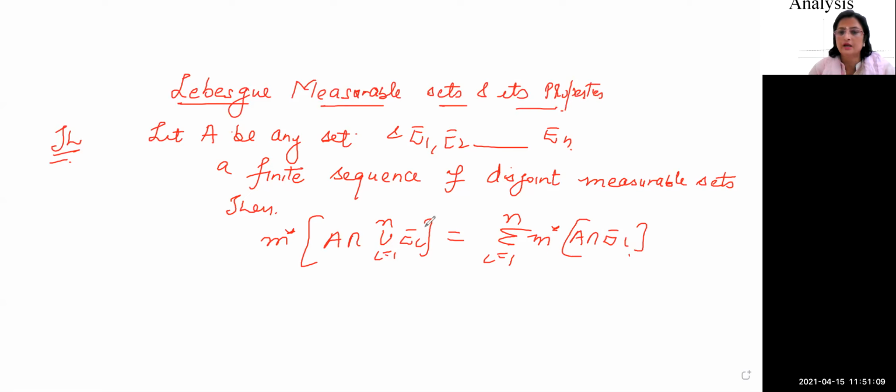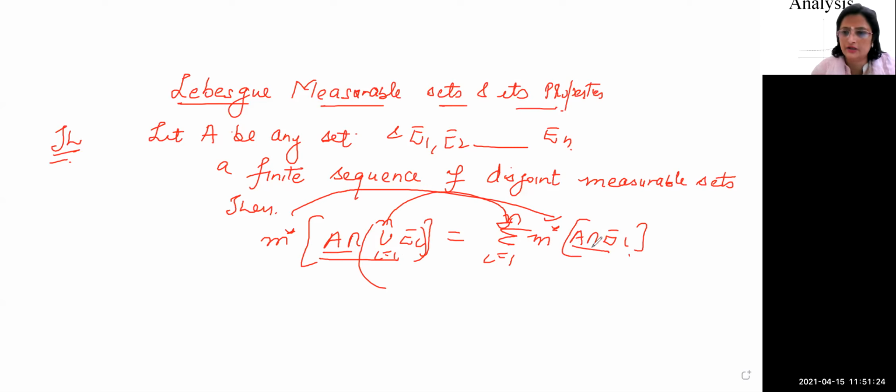This we want to prove. यानी A इंटरसेक्शन यूनियन ये एक सेट है, इसका मेजर किसमें कन्वर्ट हो गया? Union is converted into summation, and we are left with the measure of A intersection Ei, right? So we will start the proof.